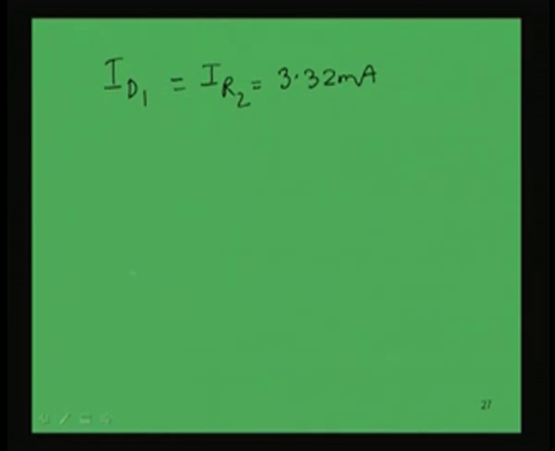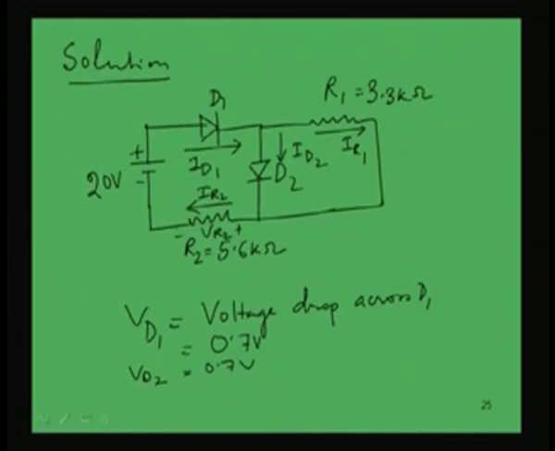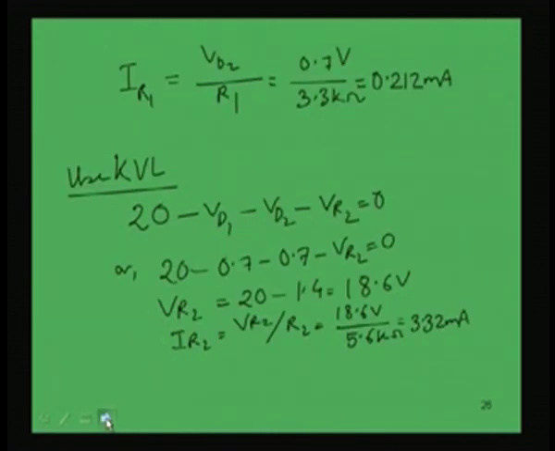Now, what is left is ID2. So, this current ID2 has to be found out. Now, come to this point and you apply Kirchhoff's current law to this point. Kirchhoff's current law says that the sum of the incoming and outgoing currents at a node is equal to 0. So, what are the incoming currents and outgoing currents at this node? Incoming current is ID2 that we have to find out. Another incoming current is IR1, and the outgoing current is IR2. So, this algebraic sum must be equal to 0.